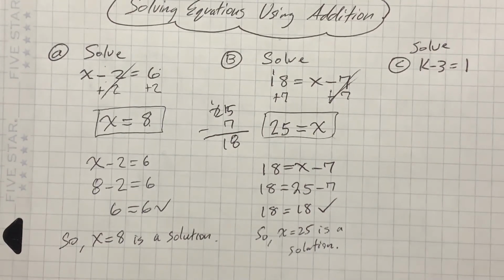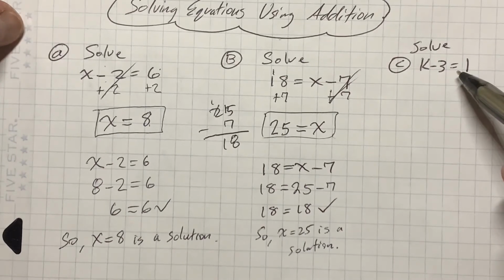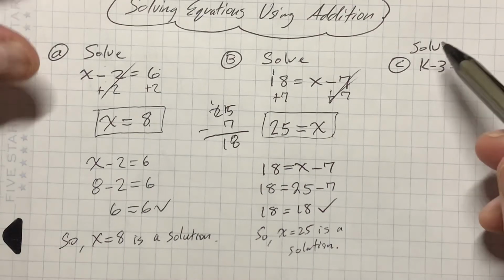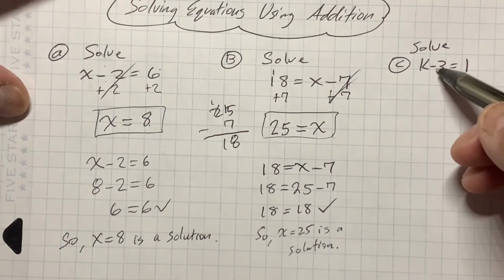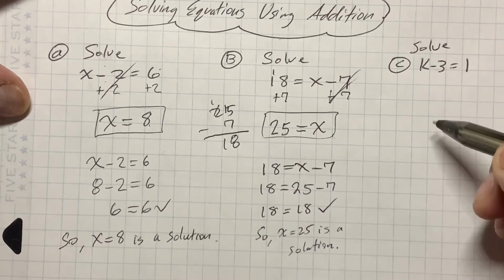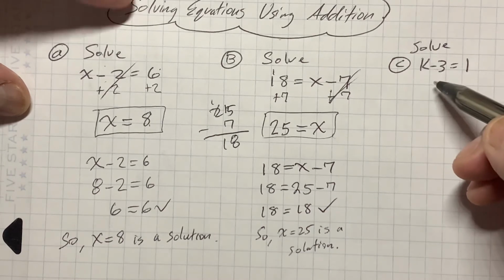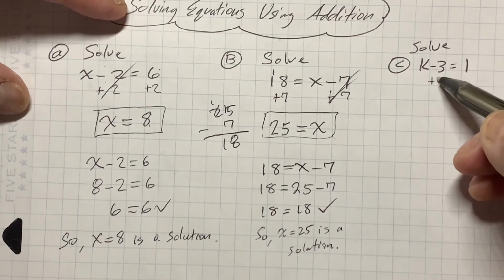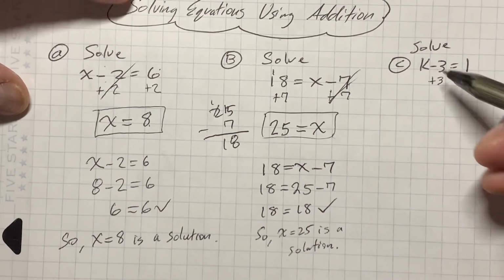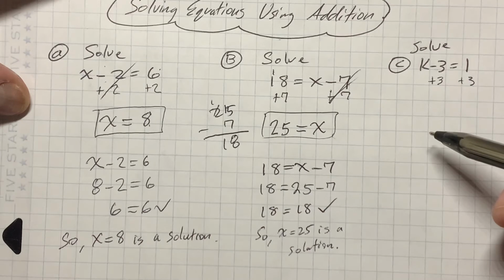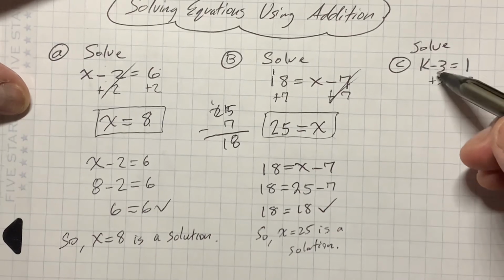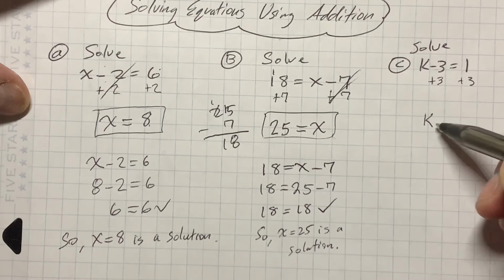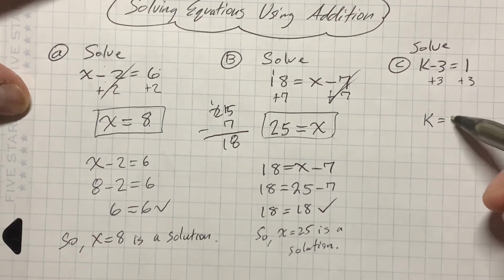All right, the last example. We're going to solve k minus 3 equals 1. Again, we're going to isolate the variable k. So we have minus 3 here. We're going to isolate it by adding 3 to both sides, because addition is the inverse operation of subtraction. So negative 3 plus 3 is going to be 0, so k is going to be by itself. And 1 plus 3 is 4.